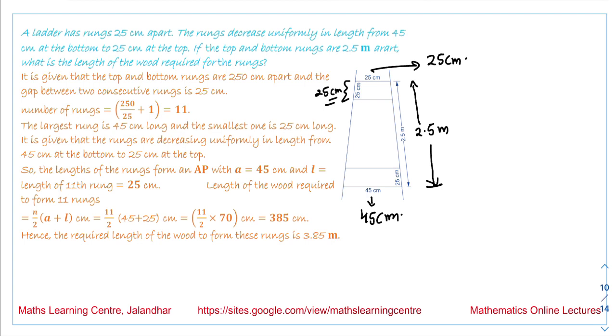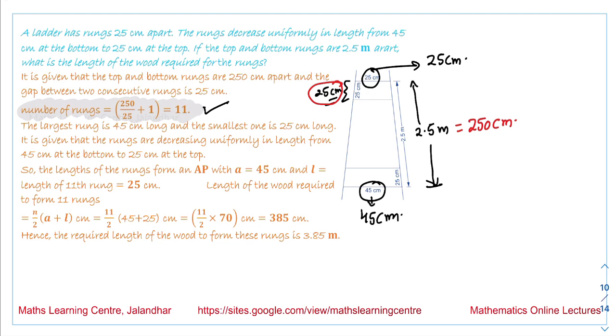what is the length of the wood required for the rungs? Now the first thing we have to calculate is the total number of rungs. So it is 250 centimeter, and each one is 25 centimeter apart. So the total number of rungs will be 250 by 25 plus 1, that is equal to 11. There are a total of 11 rungs. Now the largest one is of size 45 centimeter, the smallest one is of size 25 centimeters, and there are a total of 11 rungs.